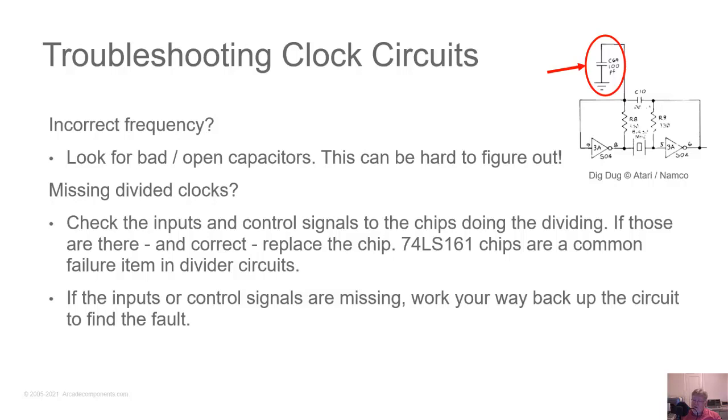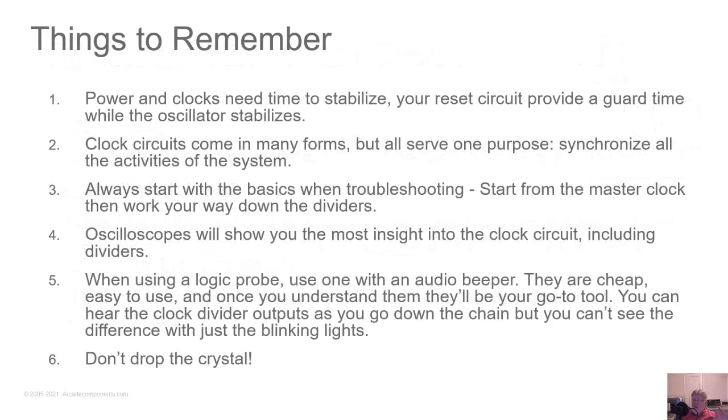So some things to remember. From our last video, the thing to remember is that power and clocks need time to stabilize. And so the reset circuit is going to give you a guard time. It's going to give you, typically, 50 to 100 milliseconds for that to stabilize before it lets the CPU run. The clock circuits are going to come in many different forms, but no matter what form it is, they all have the same purpose, and that's to synchronize everything that's going on in the system.